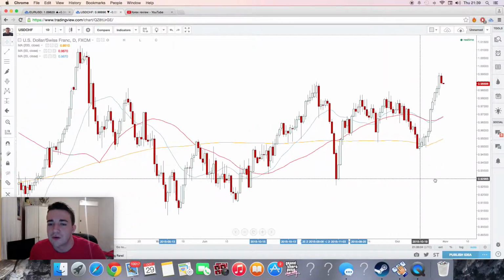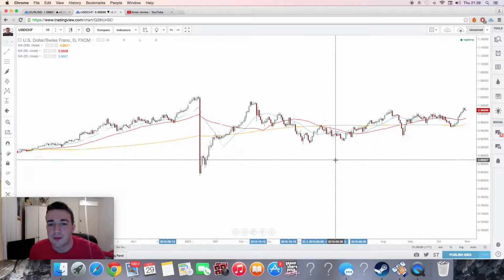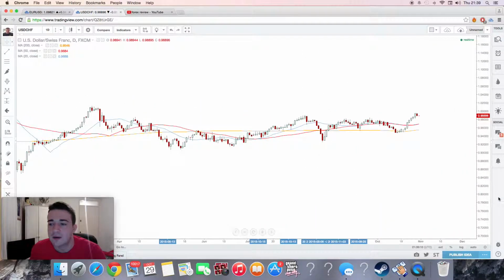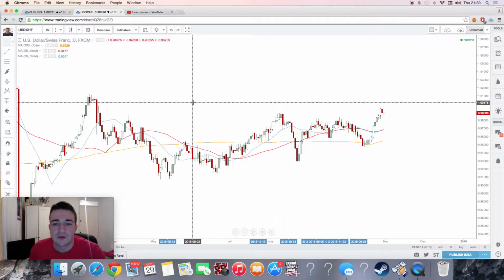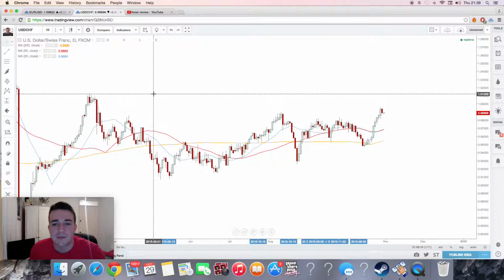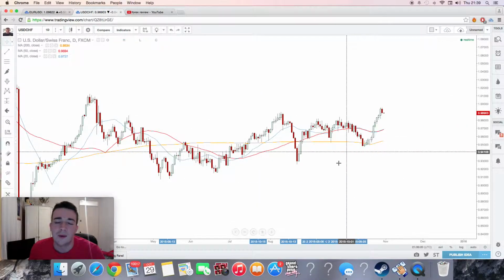Okay, we got the Swiss franc. So, obviously we had this big drop ages ago, and I've just kind of left that on my analysis. So this is where I start looking. As you can see, it's just quite doing its own thing. It isn't really going anywhere.